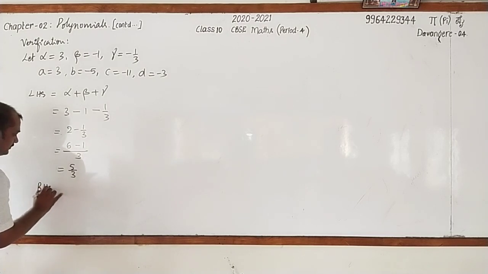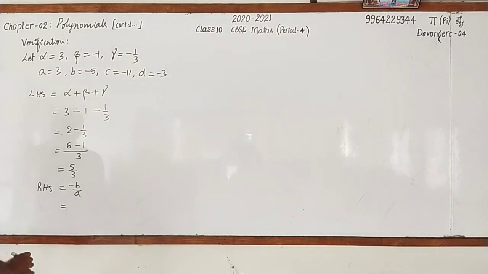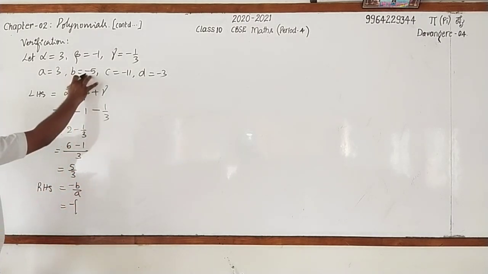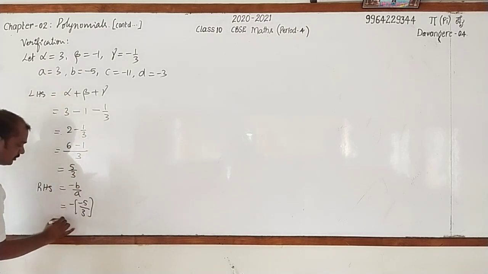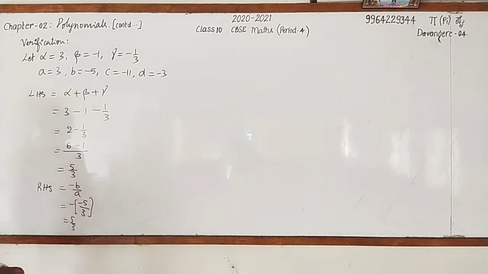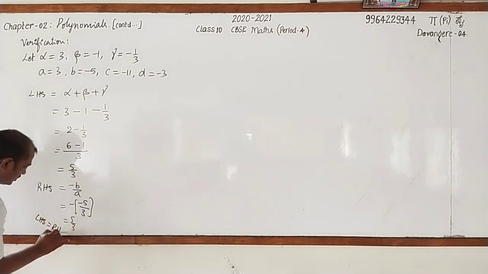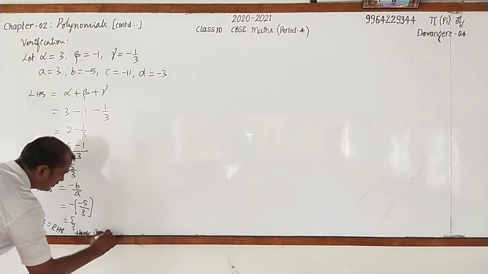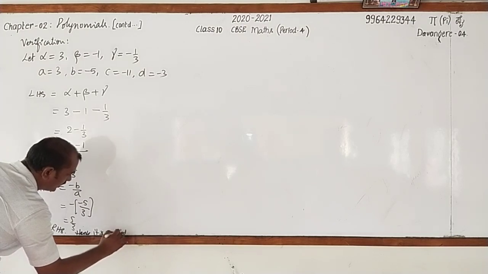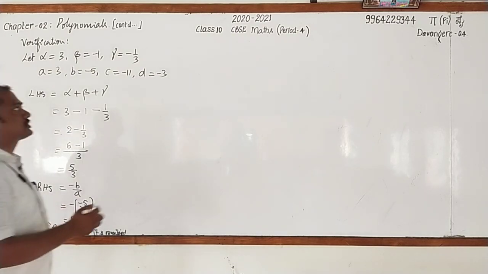Then what is RHS? It is minus B by A, right? It is equal to minus of, what is B? B is minus 5. A is 3. Minus into minus is plus. So 5 by 3. LHS equal to RHS, hence it is verified. Here I write LHS equal to RHS, hence it is verified. Clear? Even you may go for verifying the other two statements also.